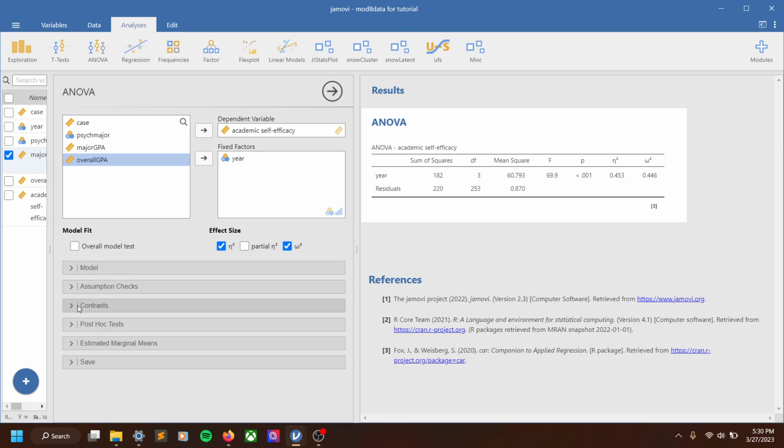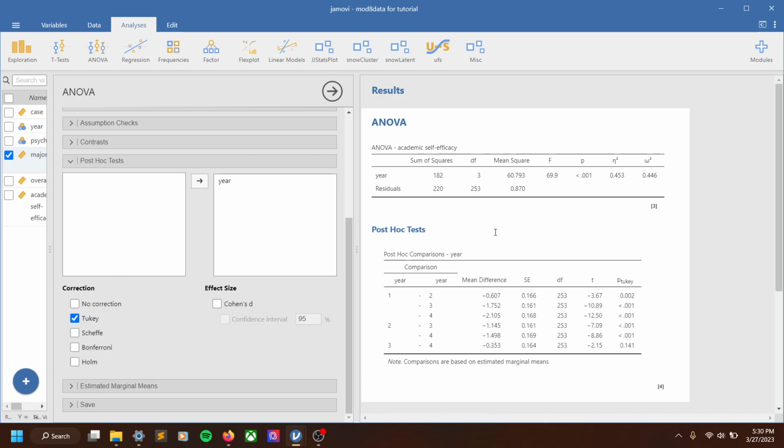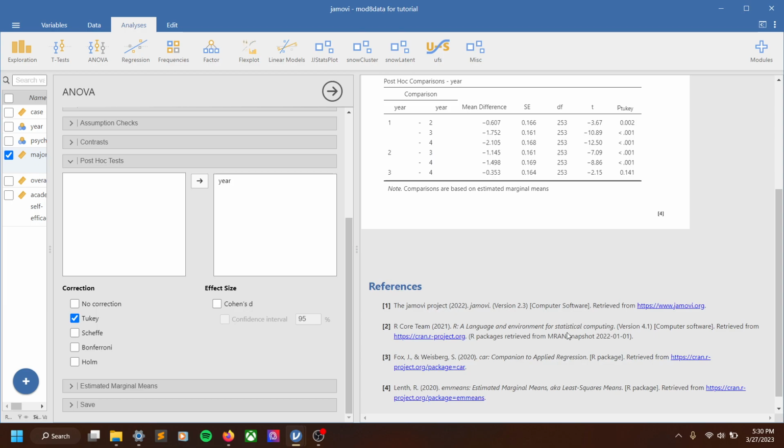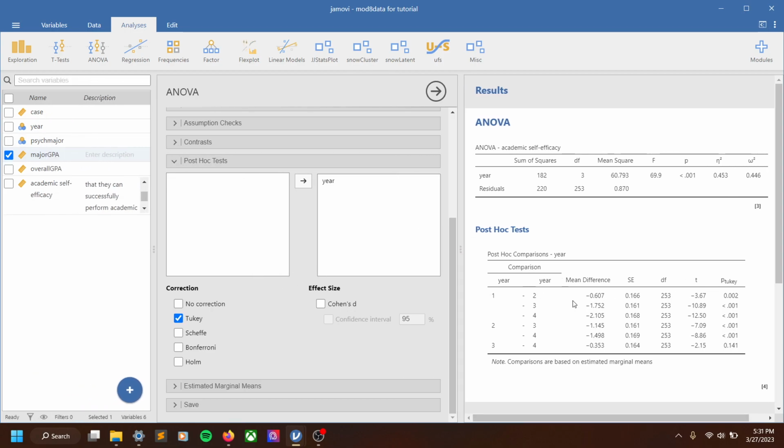So if we wanted to do post hoc tests, we come down here and we can just move year over, or I guess before we do that, we already have Tukey selected, so we're good there. Move year over, and then it kicks out post hoc tests. And so we can compare these here. So our comparison, or actually, let's label the years first. Let me pause it and clean this up.